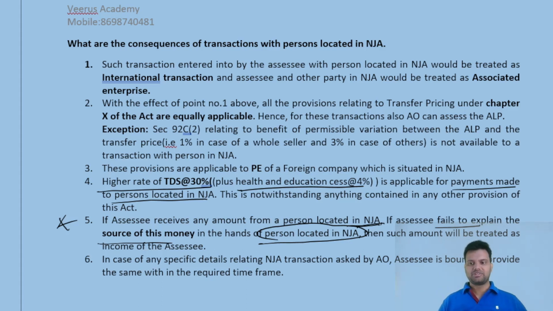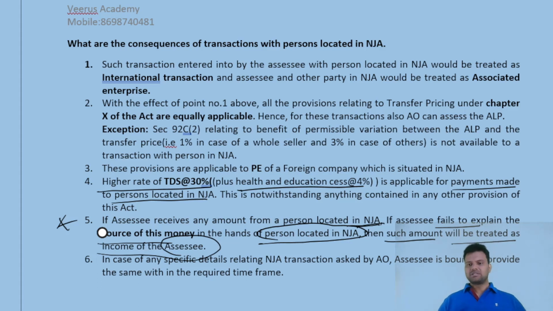If he fails to do so, if he doesn't know how that person in the NJA got this money, then such amounts will be treated as income of the SSC itself. That person who received the 10 lakh in India, it is deemed to be that person's income only. In that case, it will be assessed as his personal income. So this is point number 5.